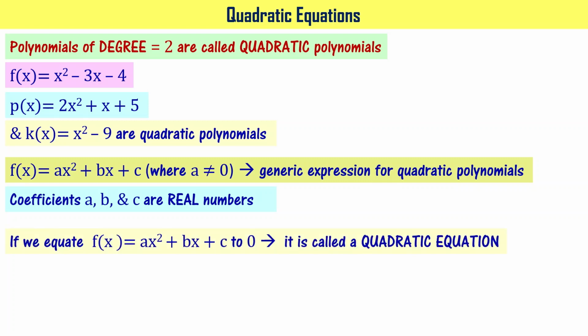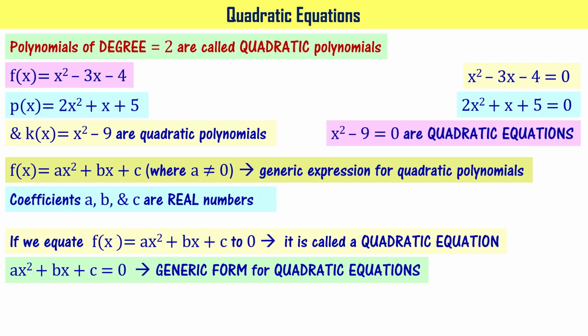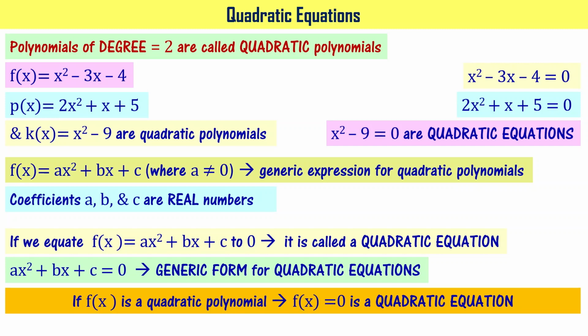If we equate ax² + bx + c to 0, then it is called a quadratic equation. It means ax² + bx + c = 0 is the generic form for quadratic equations. Please take a note of this. So x² - 3x - 4 = 0, 2x² + x + 5 = 0, and x² - 9 = 0 are quadratic equations. If f(x) is a quadratic polynomial, then f(x) = 0 is a quadratic equation. Please take a note of this point.